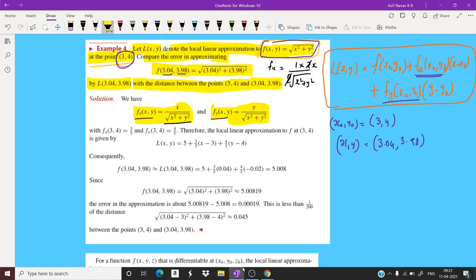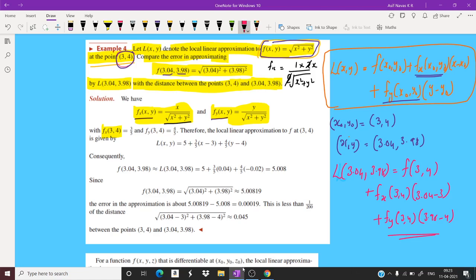Now, we will find fx at (3, 4). So x naught, y naught is (3, 4), and what we want to find is L of (3.04, 3.98), which approximates f of (3.04, 3.98). L is equal to f of (3, 4) plus fx of (3, 4) into (3.04 minus 3) plus fy of (3, 4) into (3.98 minus 4), right? So first we will find fx(3, 4).